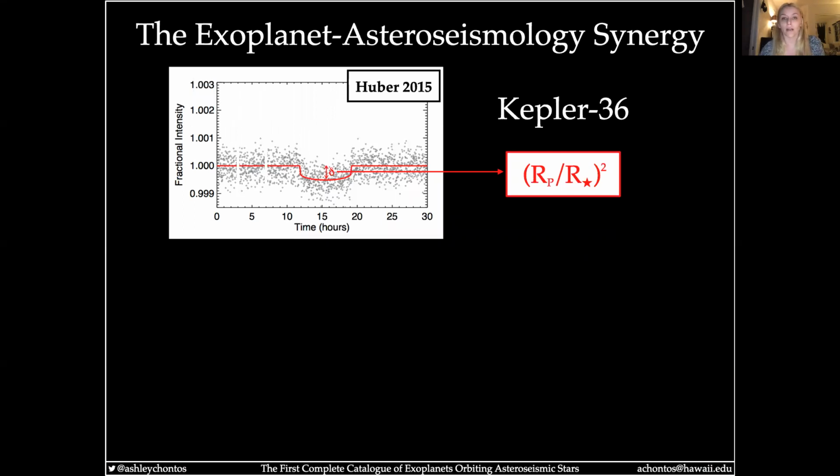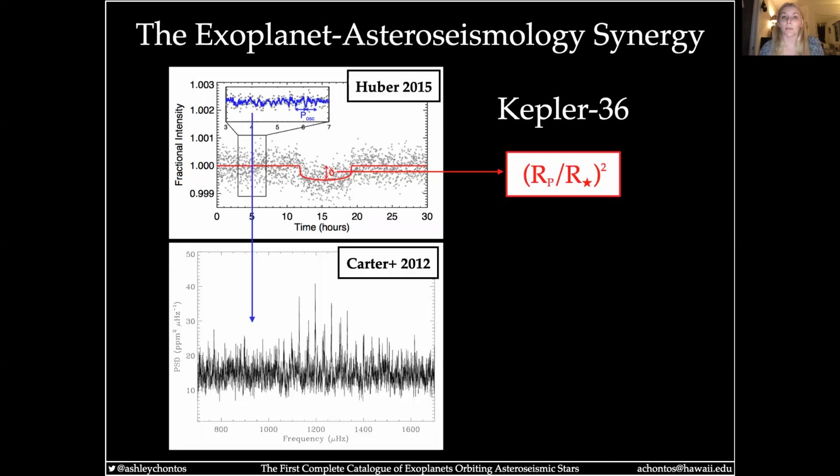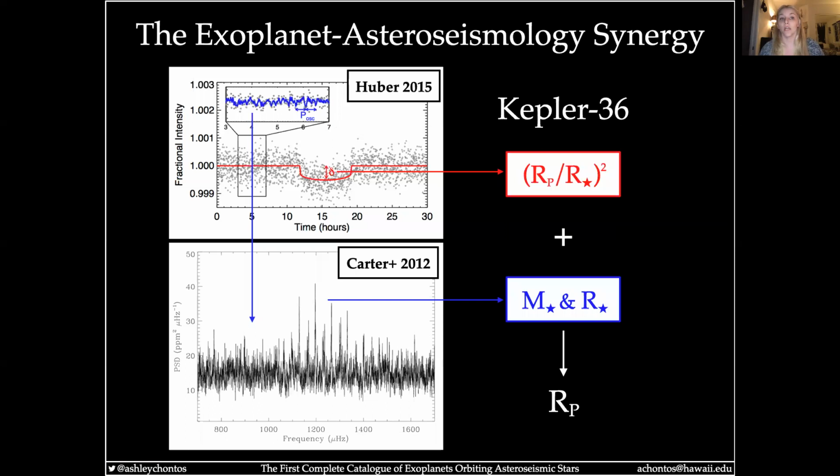Now, on the other hand, a Fourier transform of the out-of-transit data can be used to calculate a power spectrum of the star, which is shown in the bottom plot. A basic global asteroseismic analysis of these higher frequency solar-like oscillations provides a stellar mass and radius, which can then be combined with this ratio to obtain a very accurate and precise planet radius.